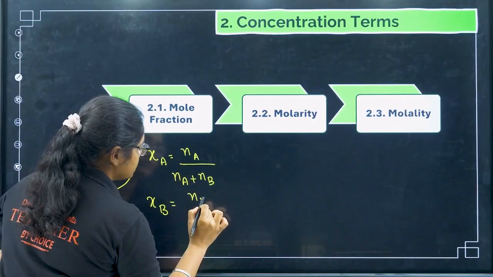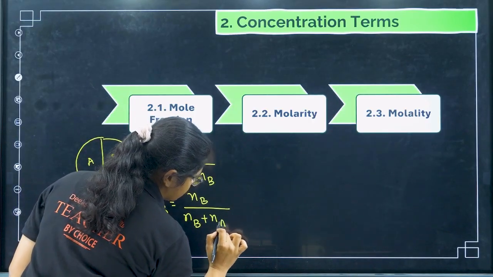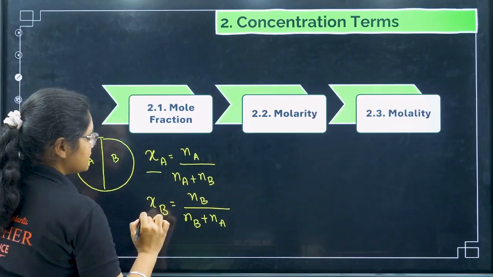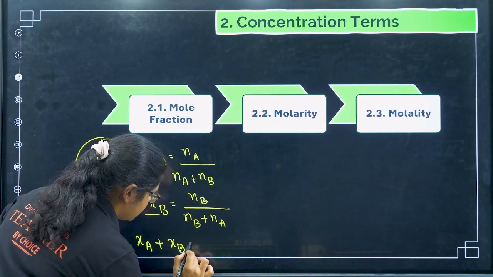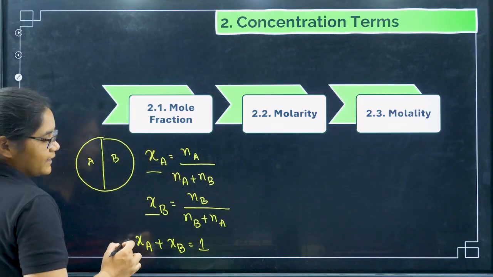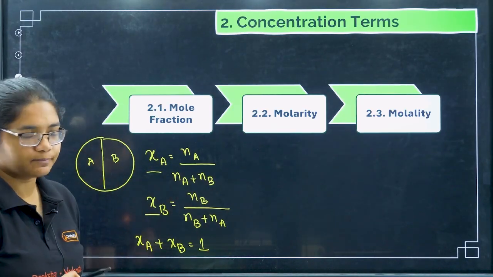It is number of moles of B divided by number of moles of B plus number of moles of A. Now these two, what is the relation? This is very important. XA plus XB is equal to 1. We denote it as chi or X. This is the concept of mole fraction.